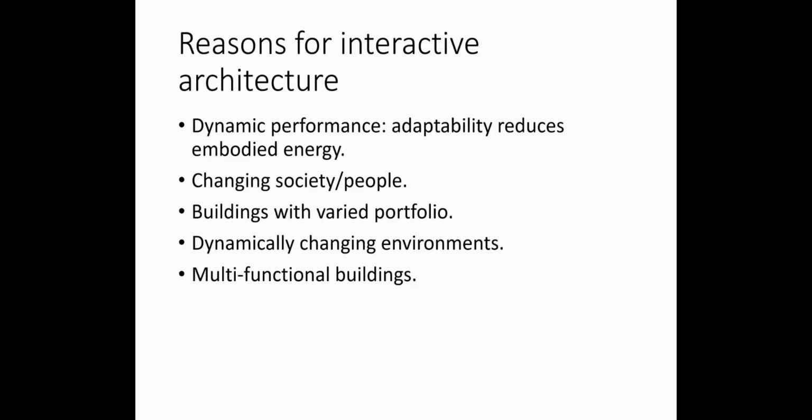So as you can see, there are many reasons to have interactive architecture. There are reasons of dynamic performance, where the adaptability reduces the amount of measures that we have to take to make the building fit for its use. We have changes in society, how people act and behave. We have buildings with multiple uses, a varied portfolio. We have dynamically changing environments and multifunctional buildings.